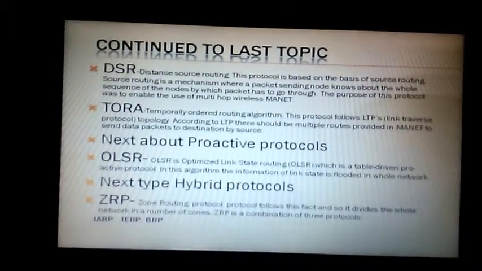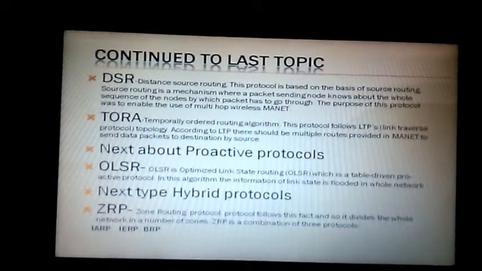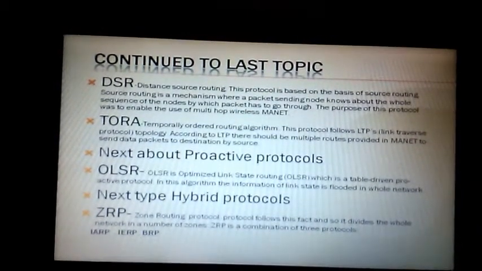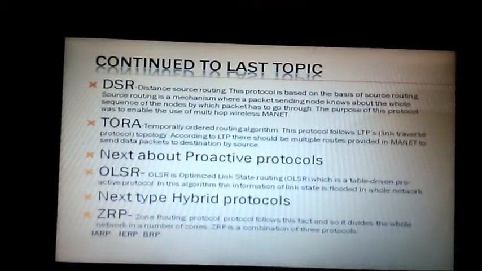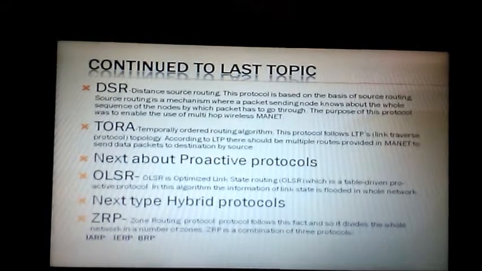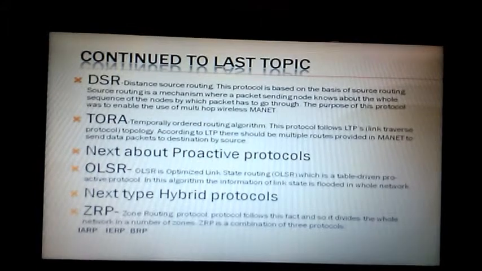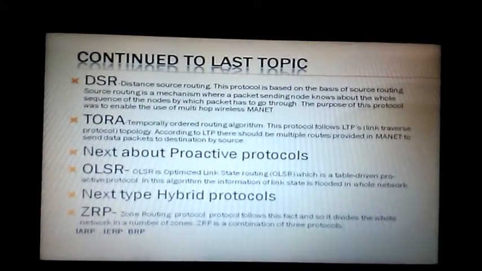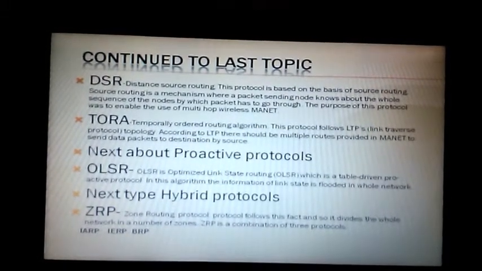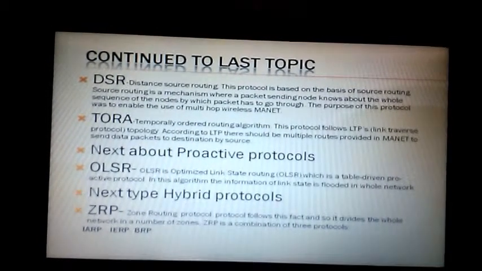Next one is TORA, Temporally Ordered Routing Algorithm. This protocol follows LTP's topology. Next, about some proactive protocols. They are like OLSR, the Optimized Link State Routing protocol, which is a table driven protocol. Next type are hybrid protocols like ZRP, Zone Routing Protocol. This protocol divides the whole network into a number of zones. ZRP is a combination of 3 protocols: IARP, IERP, BRP. Next slide.